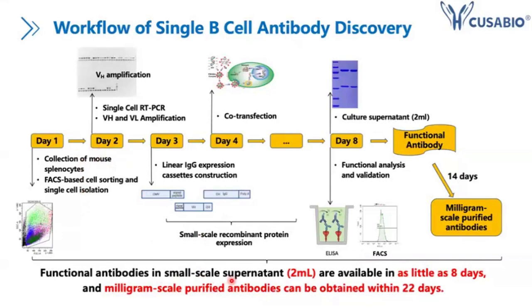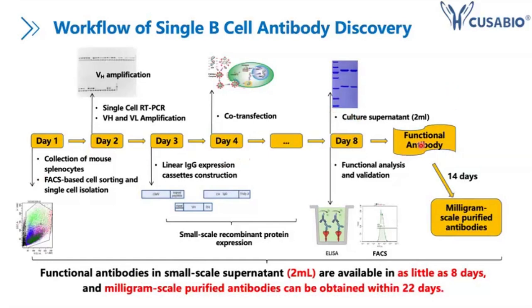So the whole workflow is here. On day 1, we collect the mouse spleen cells, and then we do the Phage screening. Then from day 2 to day 4, we do the gene amplification and the cassette construction. Then on day 4, we already start co-transfection. So by day 8, we already get the culture supernatant. We can use a small amount of the supernatant to do the functional analysis and validation. Then after that, we get our functional antibody candidate.